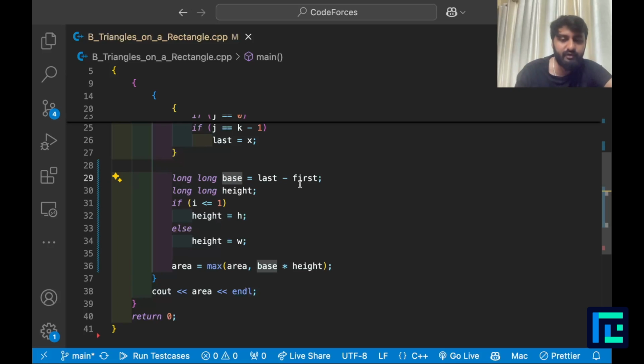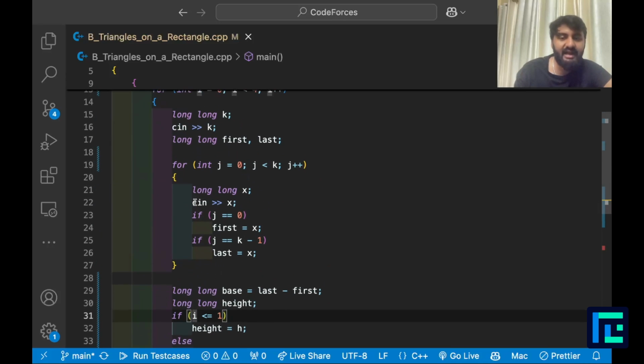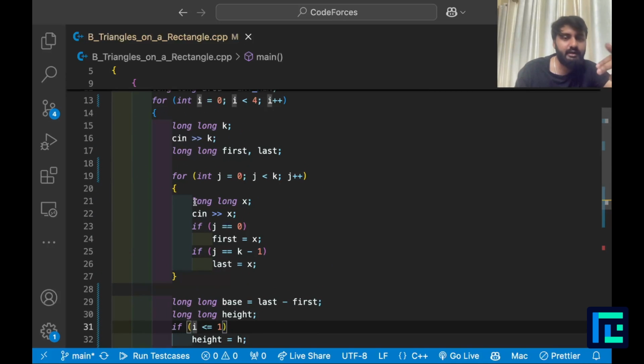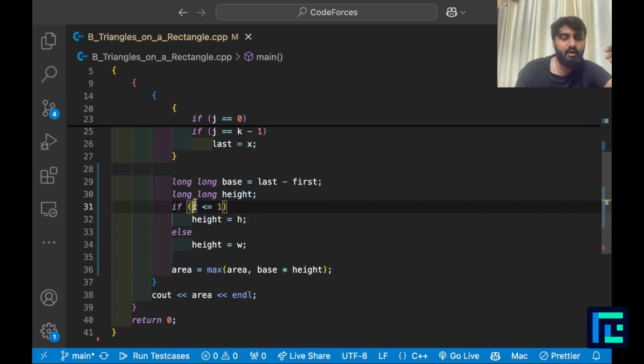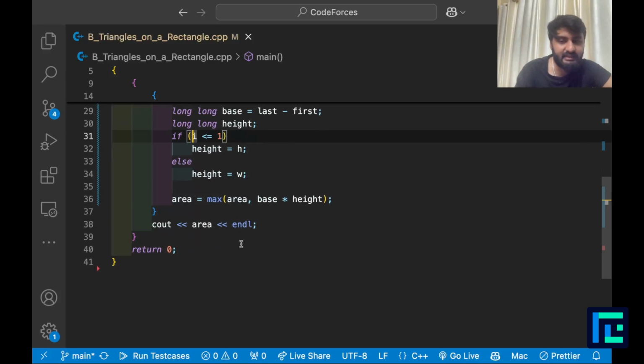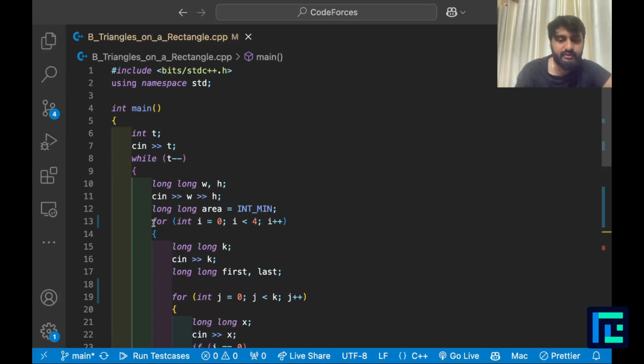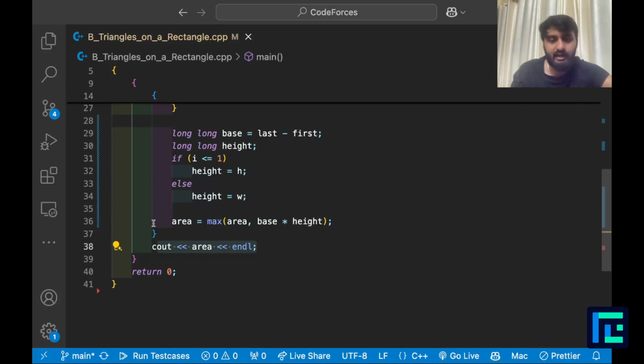This is valid for all 4 cases. Only the height is a different parameter. Height is h when i is less than equal to 1. Why i less than equal to 1? It means 0, 1, so the first and second line, which is where I'm talking about the top and bottom cases. And then else the height is w because these are the left and right cases. Then the area variable gets maximized with base into height. And this finally gets printed outside the for loop of 4 size, which gets me the perfect answer.